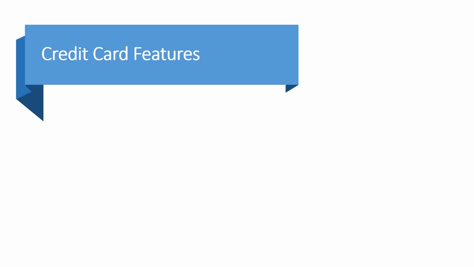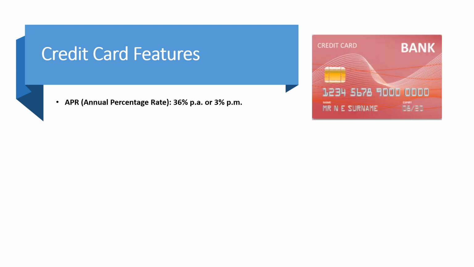So friends, now let's look at the credit card features. Let's look at the typical terms and conditions that we hear about a credit card. The first is called the APR, or annual percentage rate. Whenever you're taking a credit card, you should know the APR of that credit card. For example, if the APR is 36% per annum, then the monthly percentage rate would be 36 by 12, or 3% per month. This is a significant factor if you have any pending bills or if you're not paying your bill in full, then you would be charged at a monthly rate of 3% per month.